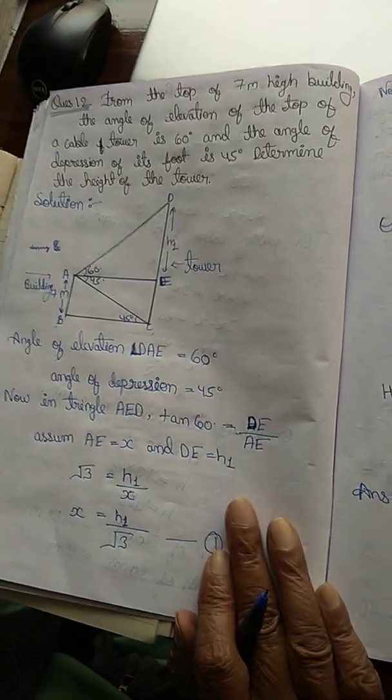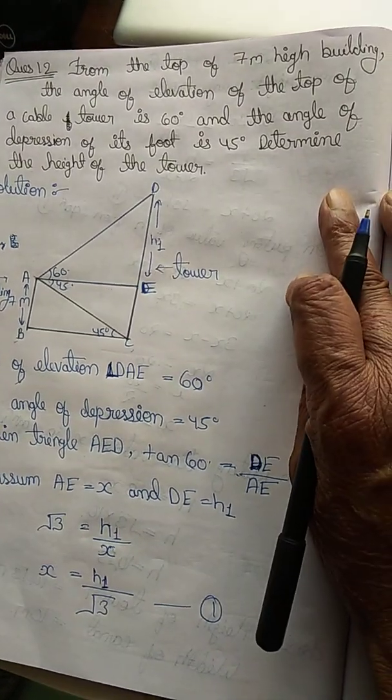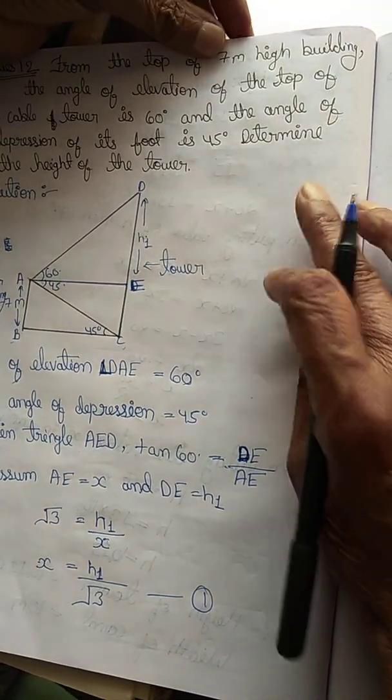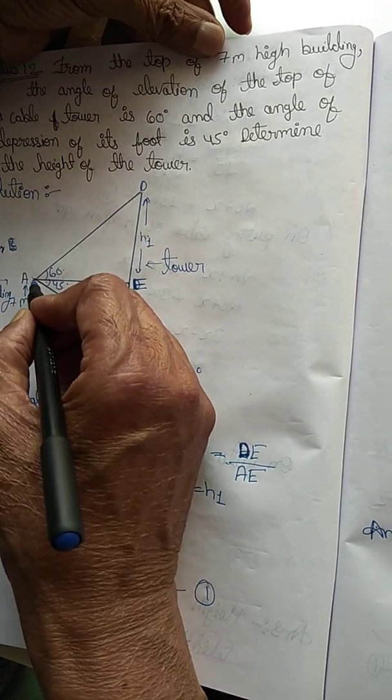Now question number 12. From the top of the 7 meter high building, this is the 7 meter height building.